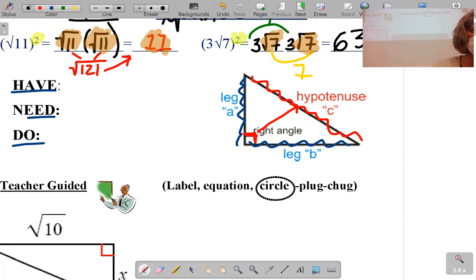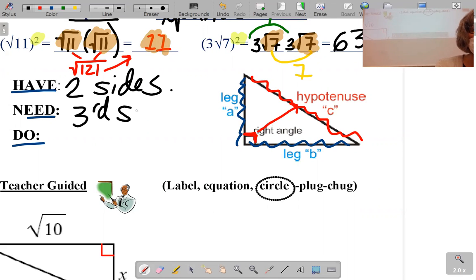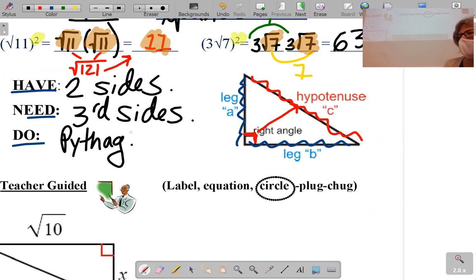If you have 2 sides and you need a 3rd side. Have 2 sides, need 3rd side. Pythag.